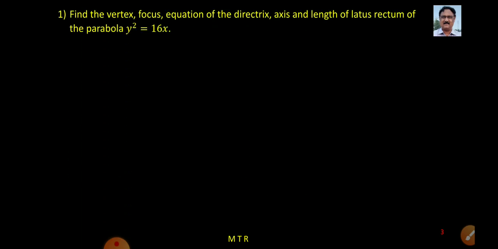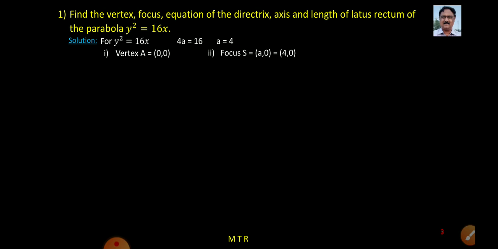Find the vertex, focus, equation of the directrix, axis and length of the latus rectum of the parabola y² = 16x. Given parabola is y² = 16x. Here this is of the form y² = 4ax. So 4a = 16, a = 4. So this is in the standard form, y² = 4ax. In the standard form, case 1, vertex is (0, 0). Focus S = (a, 0). Here a = 4, so (4, 0).